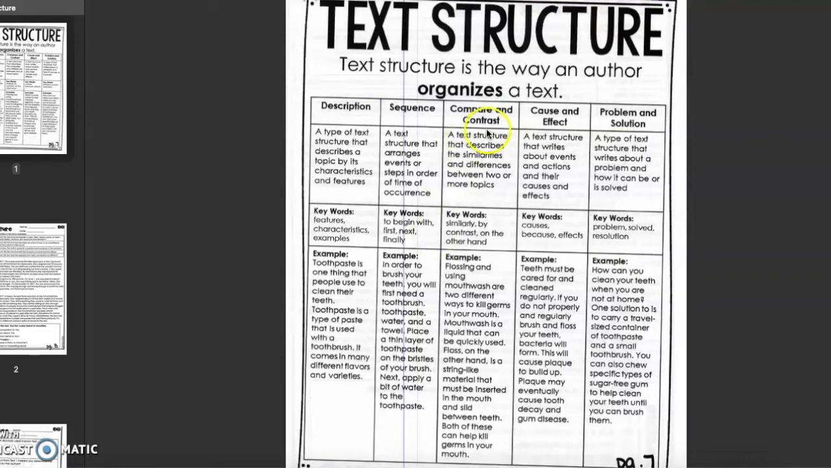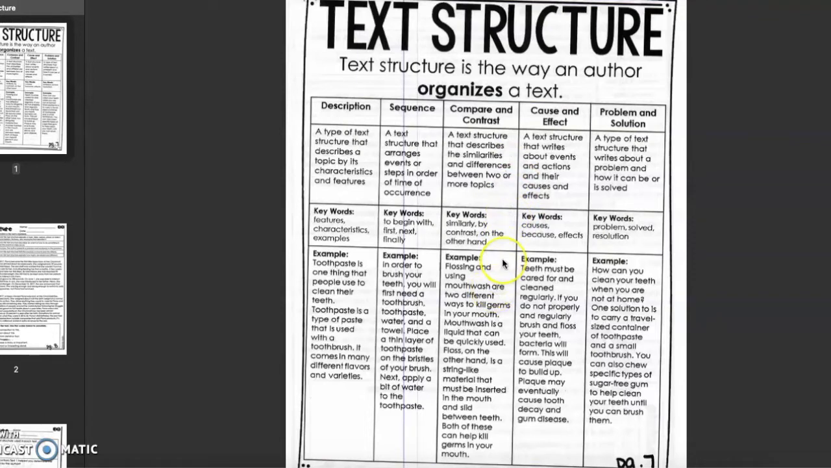The next type of text structure is comparing and contrasting. We know a lot about comparing and contrasting. We've done this a lot. So this is a text structure that describes the similarities and differences between two or more topics. So they take two things and describe how they are the same or different. They compare and contrast them. Keywords to look out for: similarly, by contrast, on the other hand.